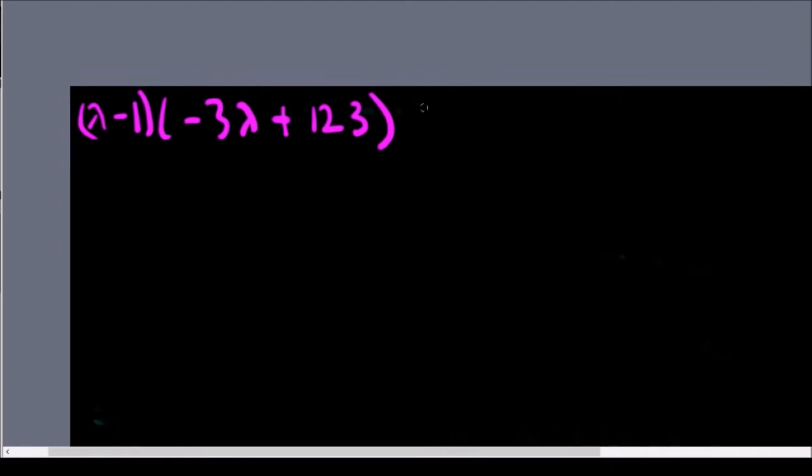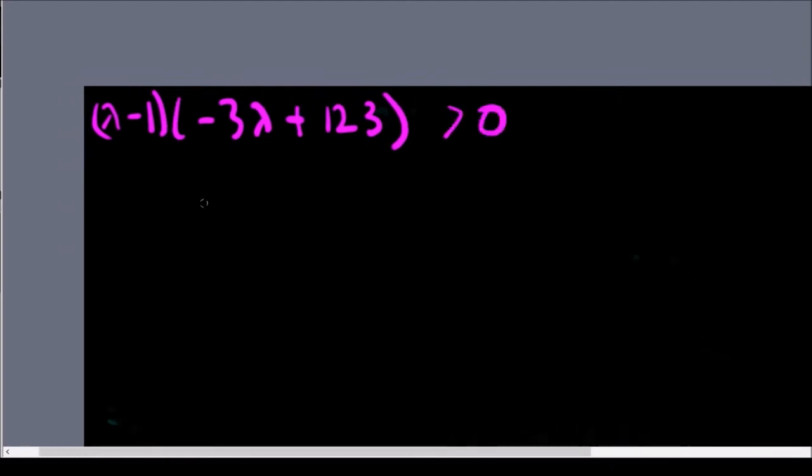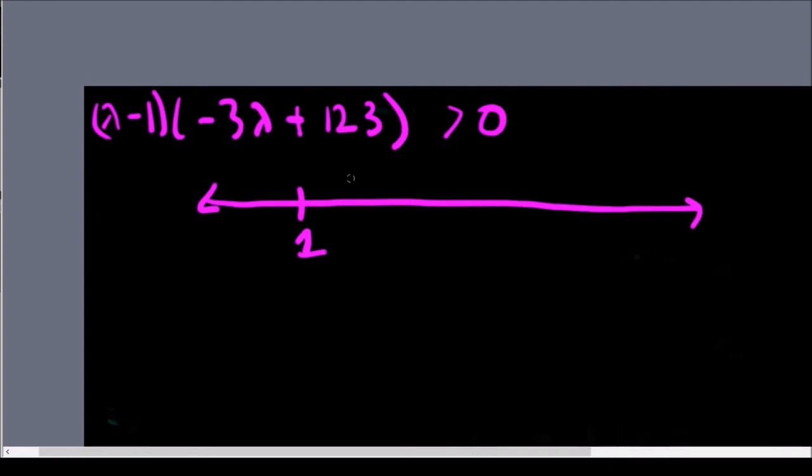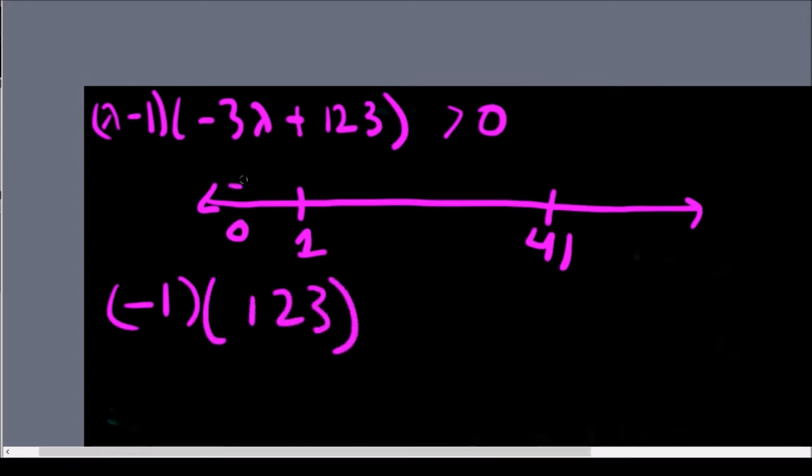Greater than 0. So now I'll make a sign diagram to solve this inequality. One solution is 1 and the other is minus 123 divided by minus 3, which is 41. And this thing has to be positive. So let me take a test value 0 and plug it into this expression for lambda. 0 minus 1 is minus 1, and this becomes 123, and this is negative. So this will be positive and this will be negative.